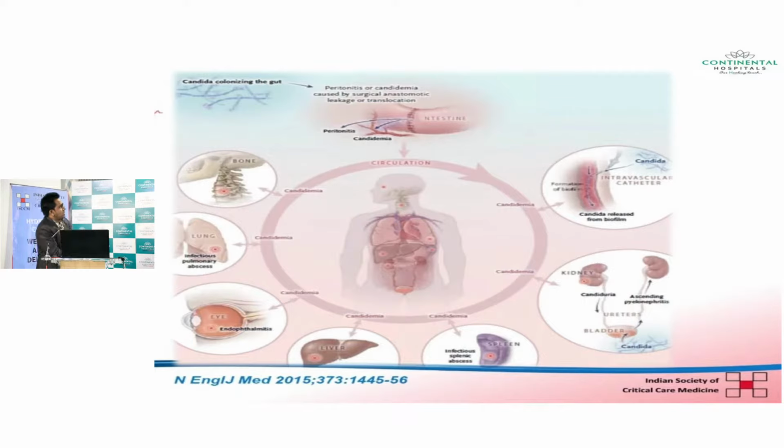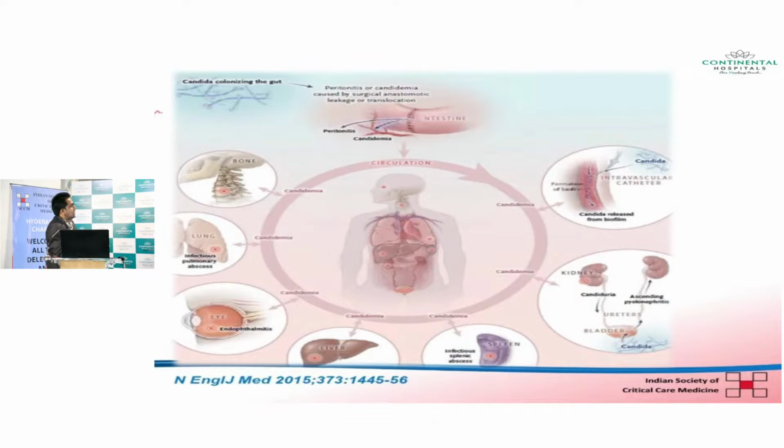This is a paper from the New England Journal of Medicine, which depicts the main routes of entry of fungi. We can see there are two routes. One is the GI route, and another one is the intravascular catheter route. Particularly in chemo patients and neutropenic patients, where there is a mucosal breach, that way the fungi enter the bloodstream. The other we encounter is the post-surgical patient, wherein because of surgical anastomotic leakages, there is a translocation of gut fungi into the peritoneal cavity. That way, through the peritoneal cavity, the fungi enter the bloodstream.